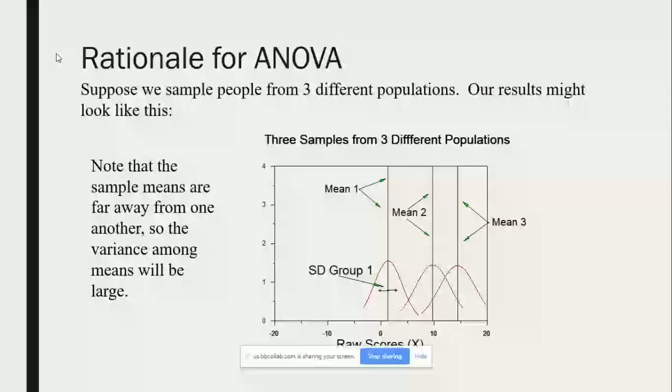So suppose we now have samples from three different populations. We might have results that look like this. You're going to have mean 1, mean 2, mean 3 from three different distributions, and the variances are going to be different. But you notice here the sample means are all over the place. So the variances will then be large. Because the variances are large, that will have an impact on your test.